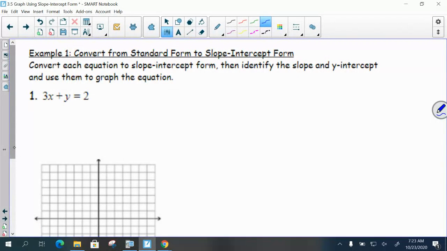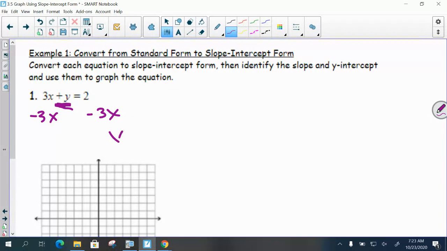So here we're going to learn how to convert from standard form to slope-intercept form. So here we're going to convert each equation to slope-intercept form. And we have done this before already. So if you remember when it said to solve for y, so that's what we're doing here. We want to solve for y. So in this equation, all we need to do then is to move the 3x over.